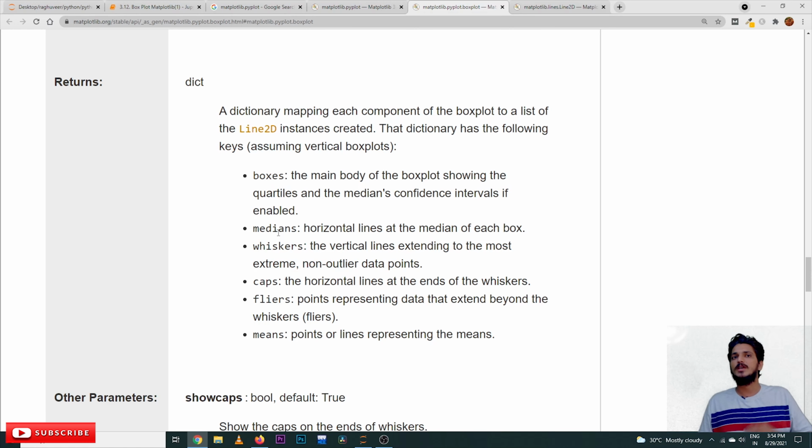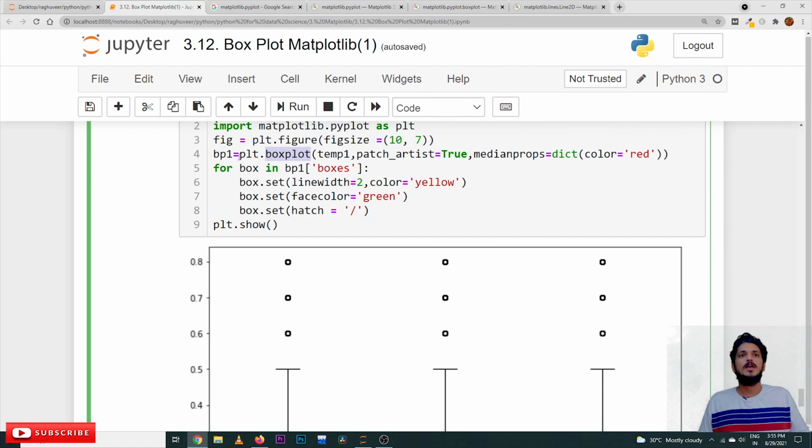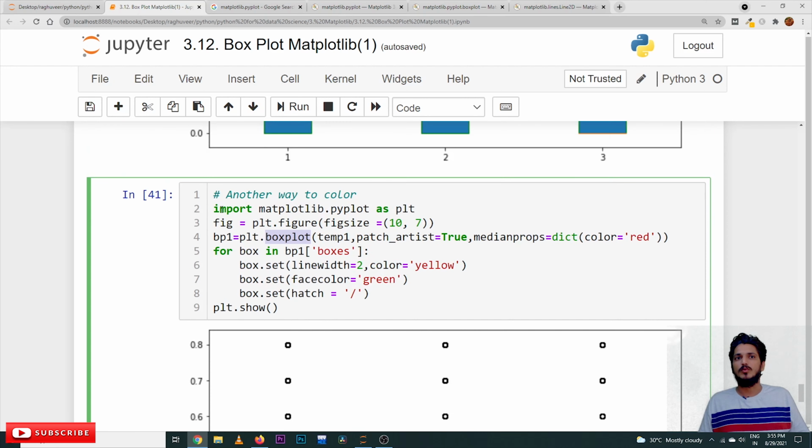Medians means the list of all the boxes that are constructed in our box plot are given as an object. Medians, whiskers, caps, flyers, these are given as returned objects. We can use them. Okay, how to use them? Let's check the documentation. Let's check the example. Whatever object is returned is placed in a variable called bp1. So bp1 of boxes, we are considering only box objects.